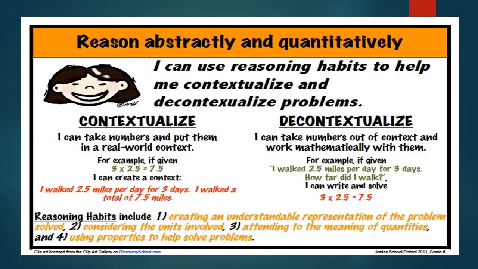So this is another poster that we found that is for Math Practice 2, Reason Abstractly and Quantitatively. This actually talks about the contextualize and decontextualize that Hailey was just talking about. Contextualize for students is, like she said, whenever they can take the numbers and put them into a real world context. And then decontextualizing is taking the numbers out of the context and putting them into an equation so that they can solve it.